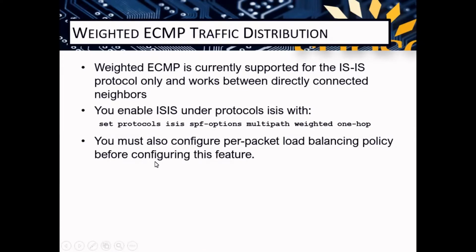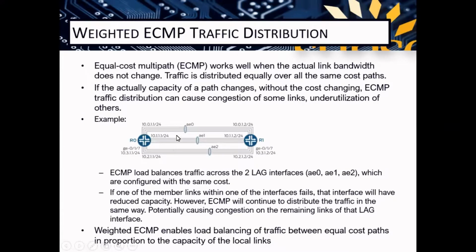So it's just a matter of adding these commands to our configuration. We're going to do set protocols isis spf-options multipath weighted 1-hop. This only works when I have directly connected neighbors with this kind of setup. All right, so after I set it up, again, the traffic is going to be distributed according to the actual bandwidth of each one of these links.